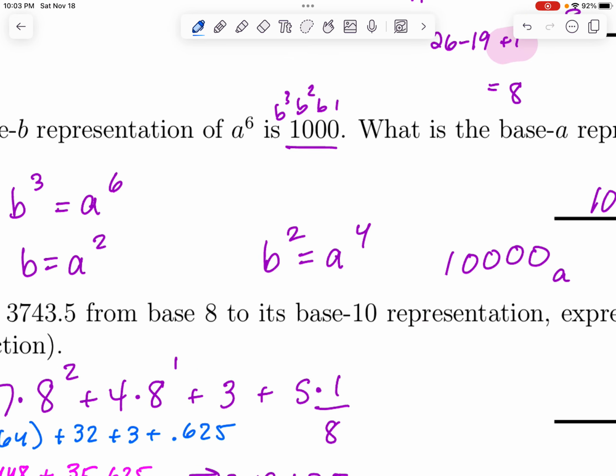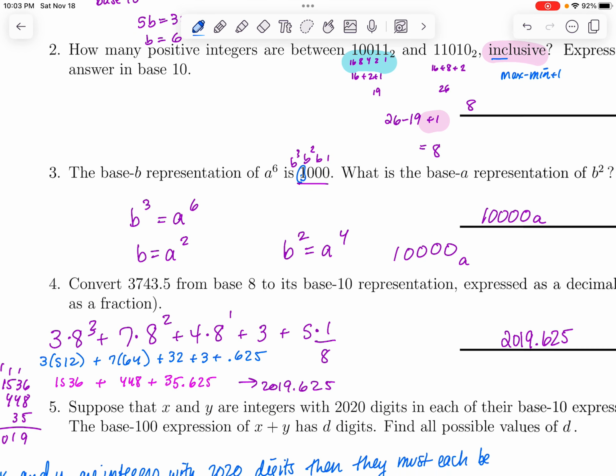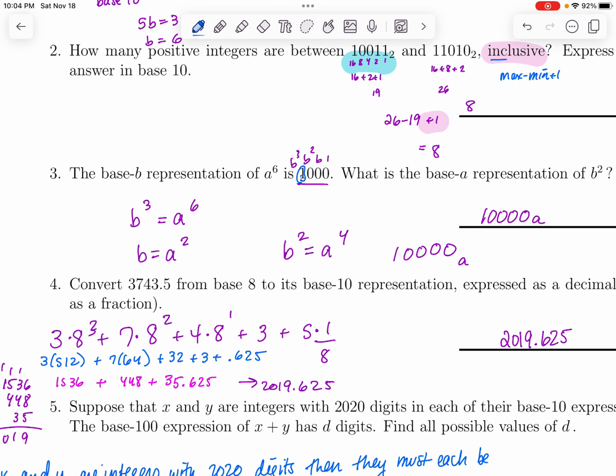So if I know in base B I have 1,000, then my B to the third place is the only position that I have. So 1000 is equal to B cubed if I were to turn this into base 10. And I know that that is a representation of a to the 6th. So I can say that B cubed equals a to the 6th. And if I were to cube root each of these, that would give me the relationship that B is equal to a squared.